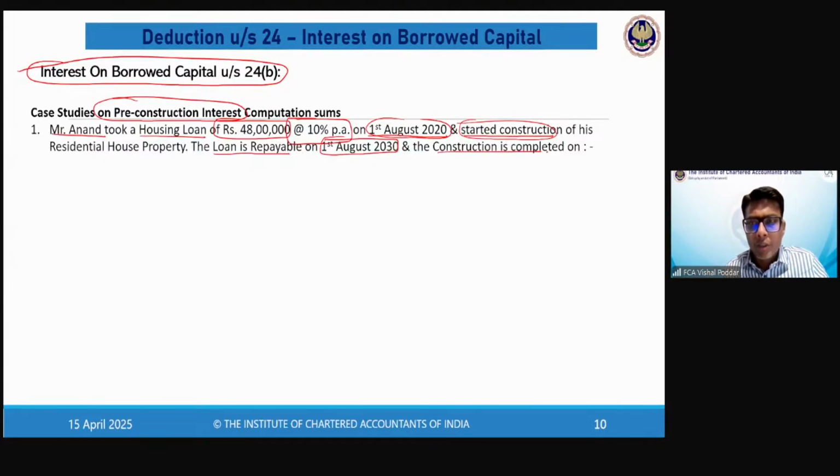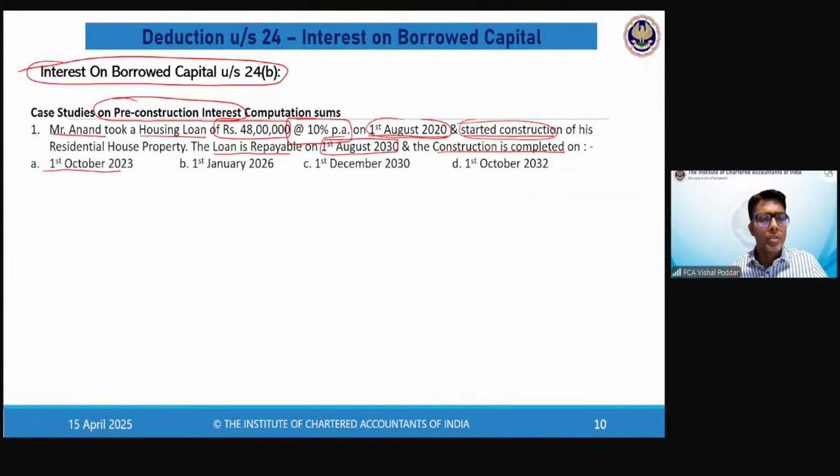And your construction is completed on. Now, in one case study, I have made it multiple case studies. So first possibility, construction is completed on 1st October 23 or 1st January 26 or 1st December 30 or 1st October 32. So even Bunny Preet's question gets addressed here. Now, obviously, all four possibilities cannot be there, so we are going with one possibility at a time. So what is your question? You have to compute the total amount of interest that is eligible for deduction, right?